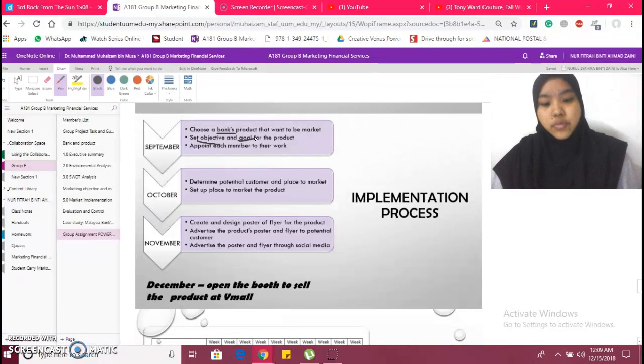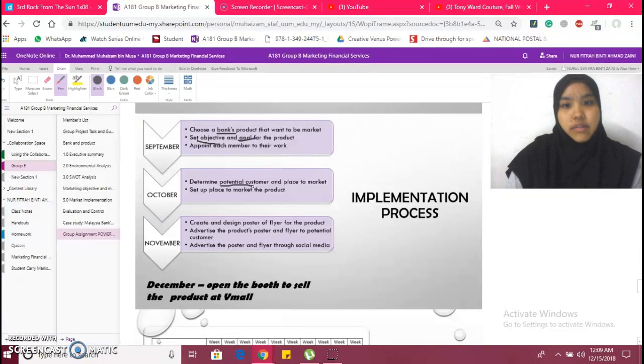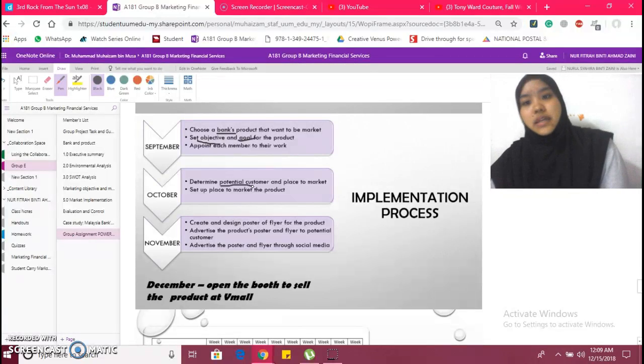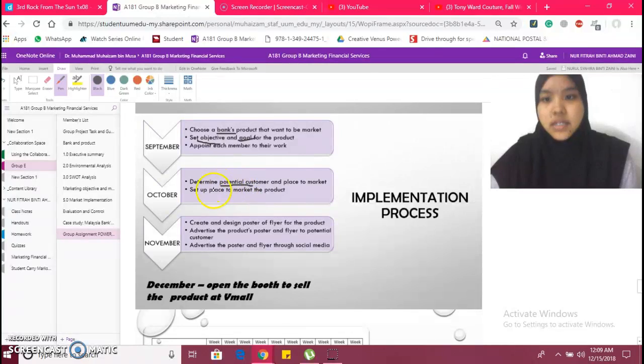Lastly, to make sure the product will achieve success at the end. In October, we appoint each member to the work, and we determine potential customers and the place to market. So the potential customers are the undergraduates, postgraduates, and also the students in the Changi area. And then the place to market is Fremont. Then we set up the place to market the product. The reason we choose Fremont is because it is a central place that students of UM used to go.